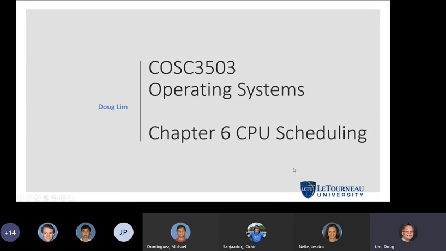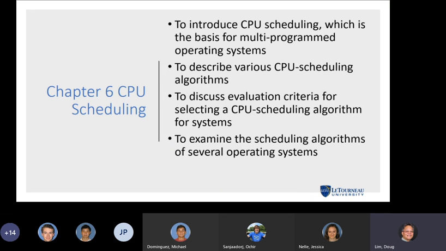Okay, so chapter 6, CPU scheduling. Chime in either with your microphone or chat if you can't see it, but I am assuming it's highlighted in red, so I assume I'm sharing it.